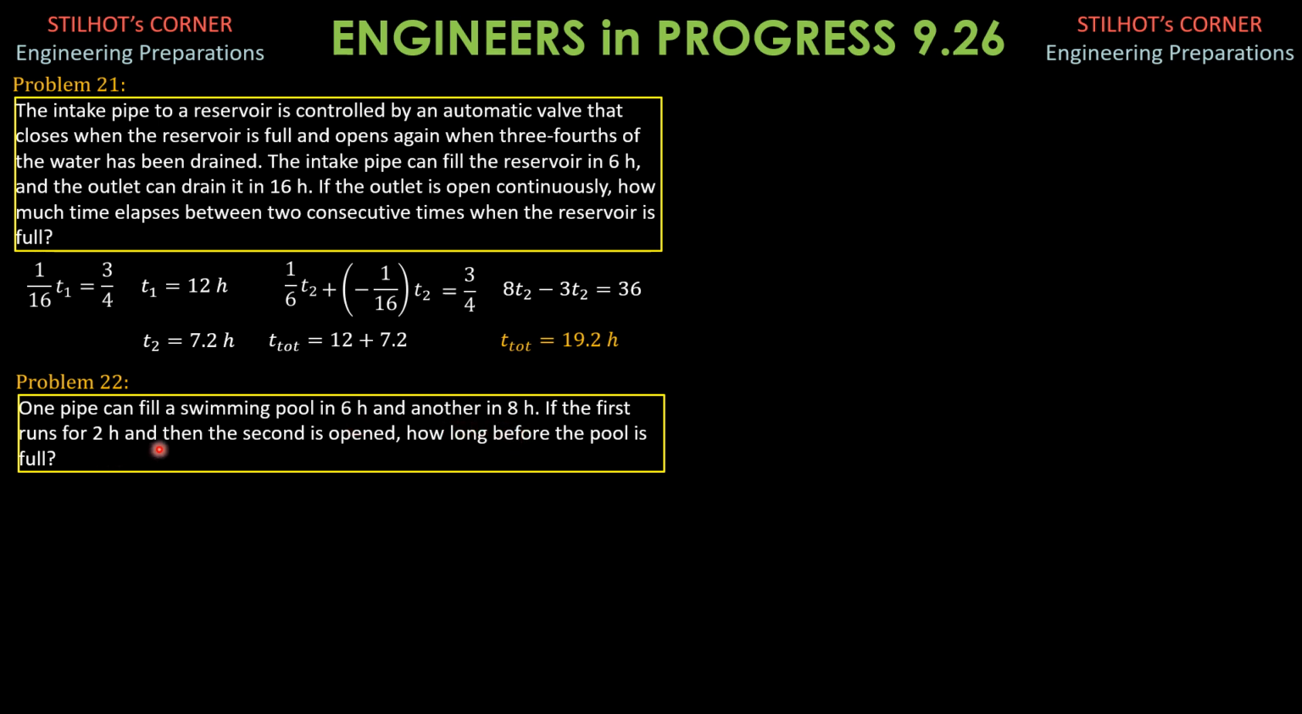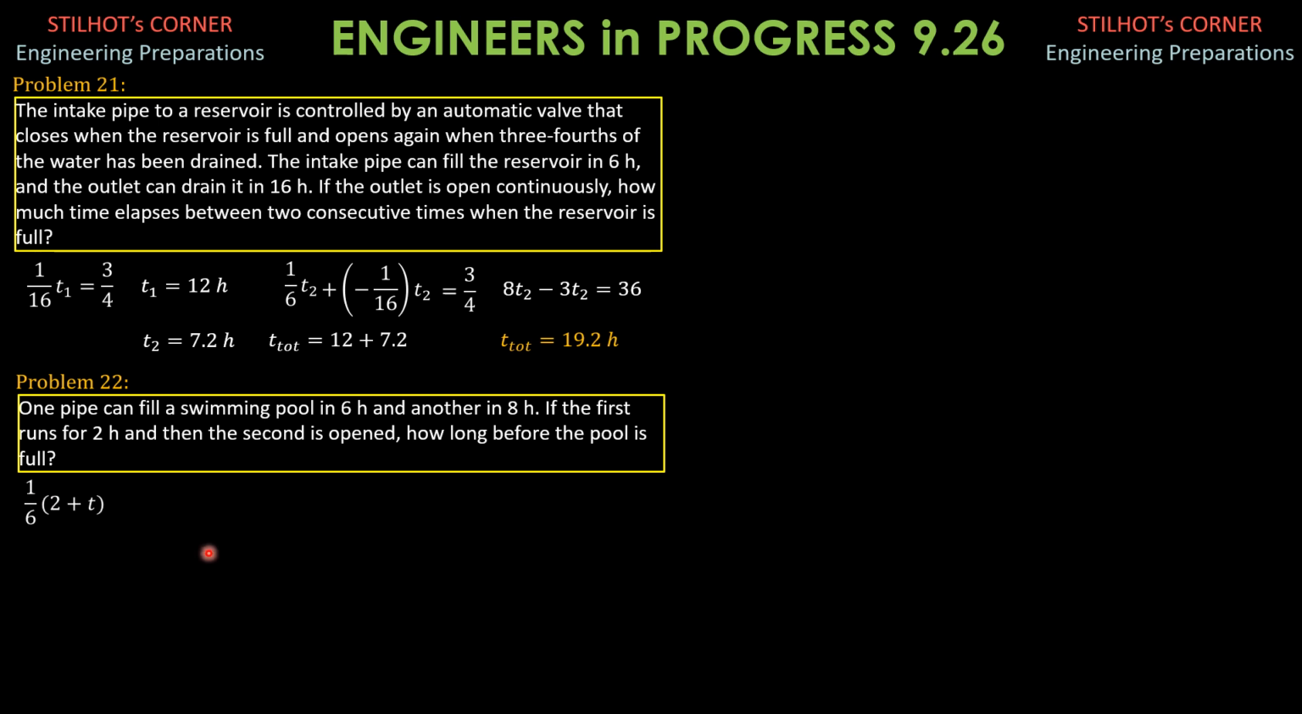If the first pipe runs for 2 hours and then the second is opened, how long before the pool is full? We will call that time T. The total time where the first pipe is opened is 2 hours plus T, while the second pipe is only open for T hours. So 1/6 times quantity (2 + T) plus 1/8 times T is equal to 1 complete job.